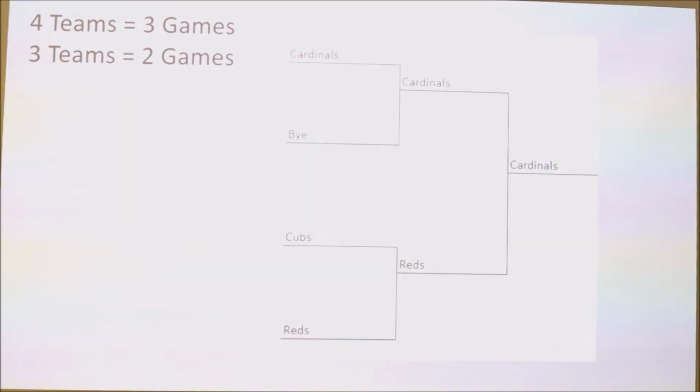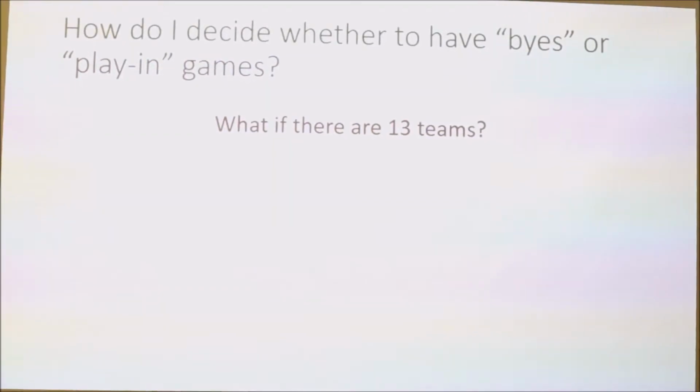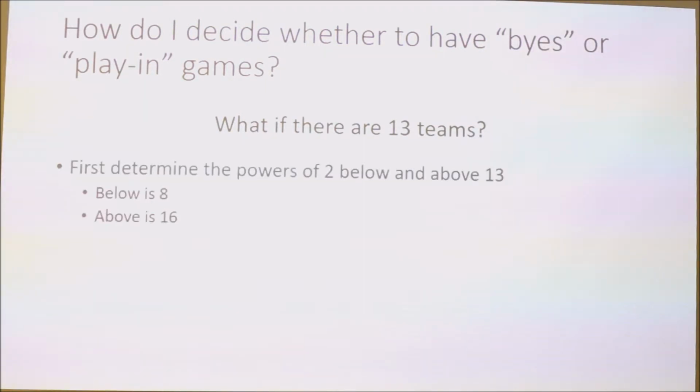So once again, even when you have an odd number of teams, it works the same pattern mathematically. So how do you decide whether to have a bye or a play-in game? Let's say there's 13 teams. First, you've got to determine the powers of 2 below and above 13. Well, below is 8. 8 would be a perfect tournament bracket. And above is 16. It would be a perfect tournament bracket.